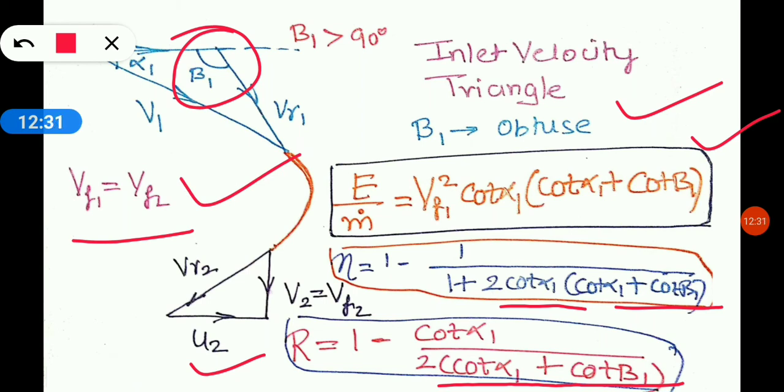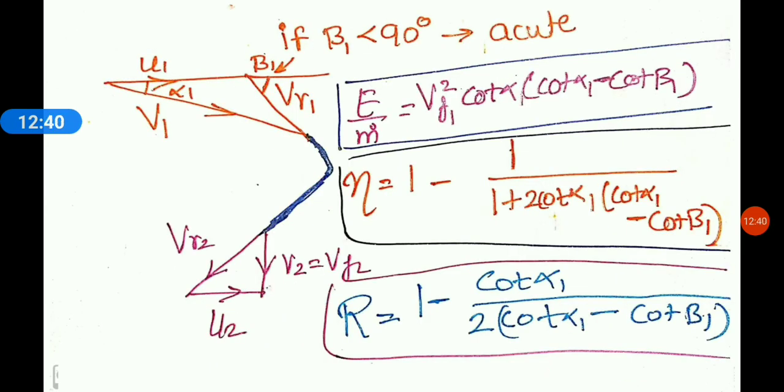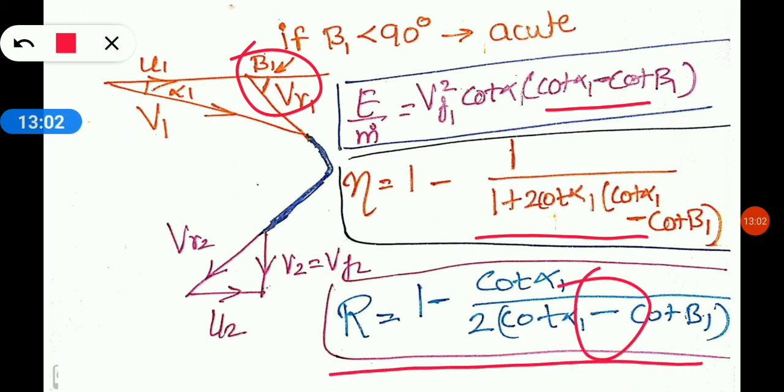So you can use these formulas, but then you have to take beta 1 as greater than 90 degree. And if beta 1 is less than 90 degree, means what? If you are taking this angle, see, the design is same. In both the cases, design is same. It depends upon us which beta we take for calculation. Fine. So E by M will be cot alpha 1 minus cot beta 1. Eta 1 will be like this. Again, instead of plus, we'll be getting minus. In degree of reaction also, instead of plus, we'll be getting minus.